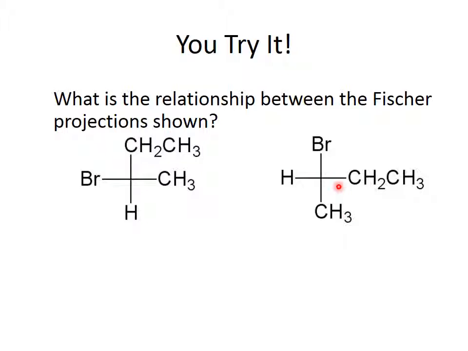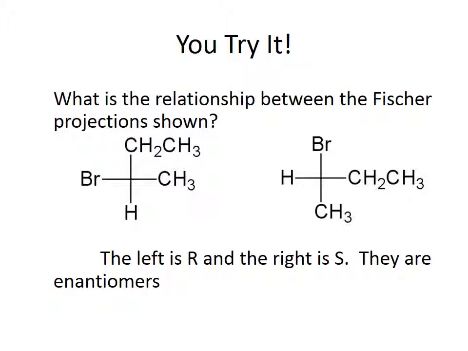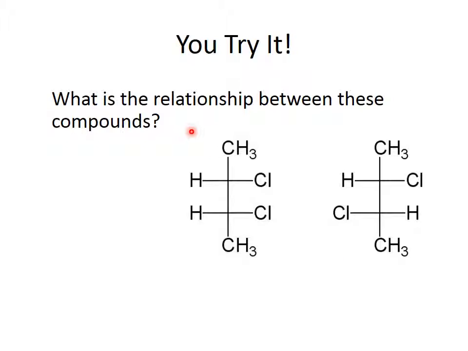Another way that you can do it is to see that to interconvert this structure and this structure, I have to flip two groups. When you flip two groups, you get an enantiomer. All right, so now what we're going to do here is determine the relationship between these two compounds.